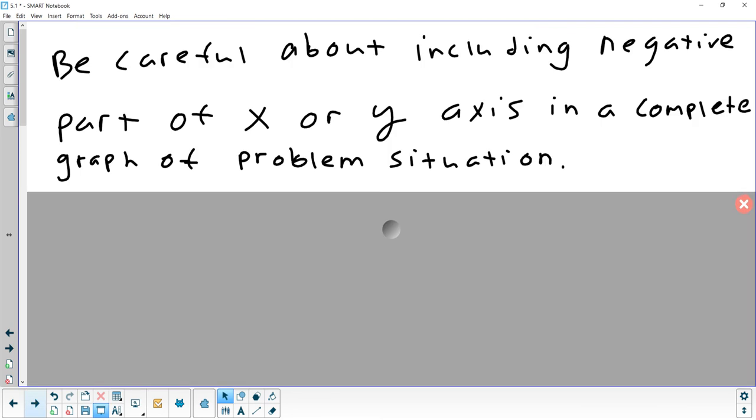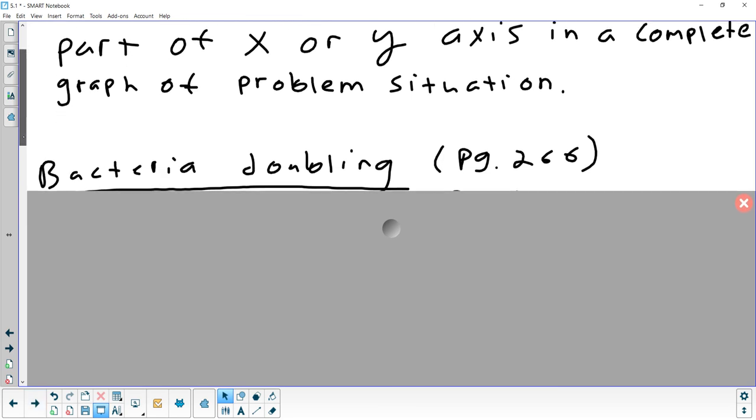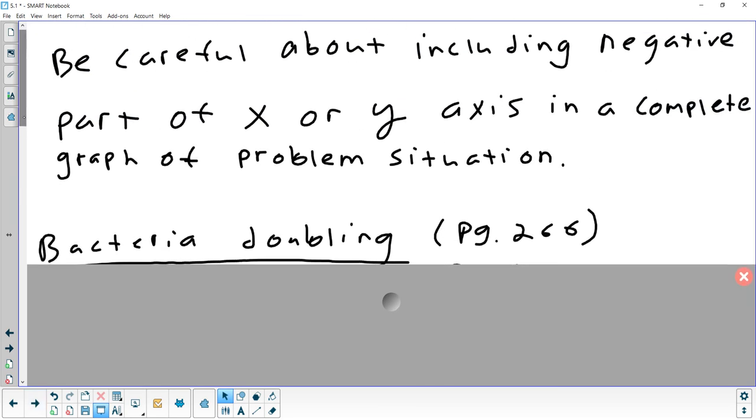Okay. So remember, as always, be careful when you set up a window about including negatives. A lot of times negatives don't make sense. Negative money, negative time, things like that. And now we're going to look at a very specific kind of exponential growth, which is doubling. Doubling every hour.